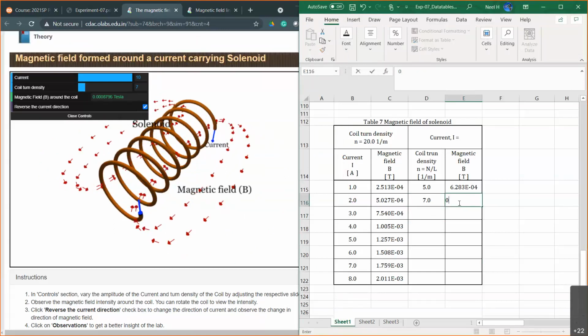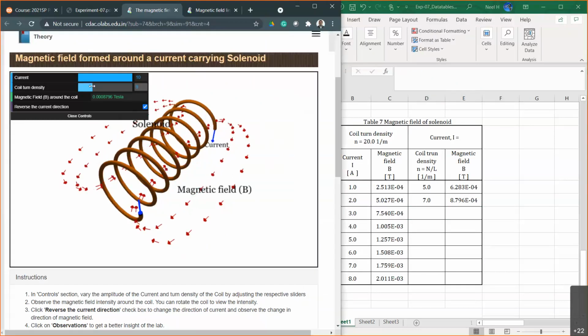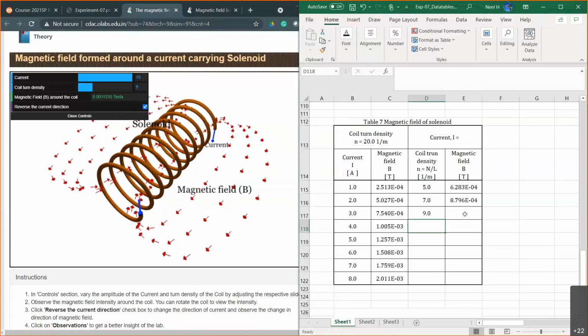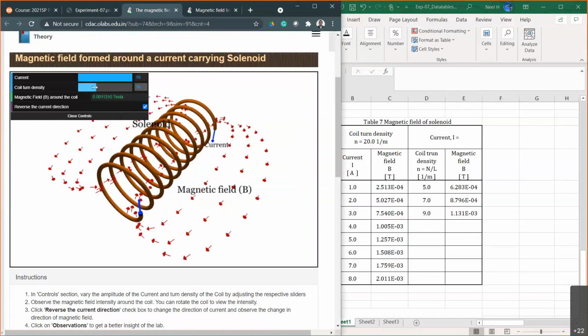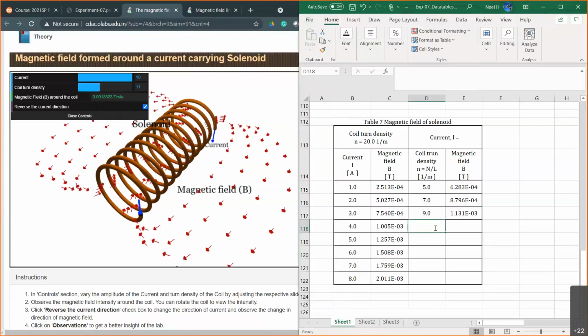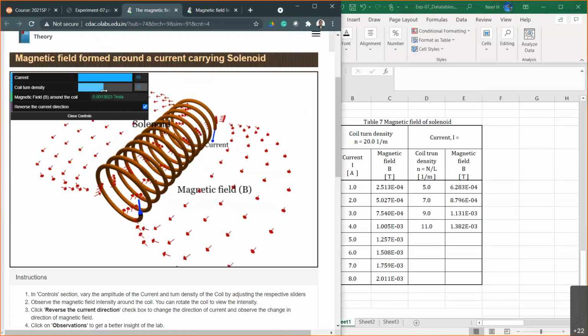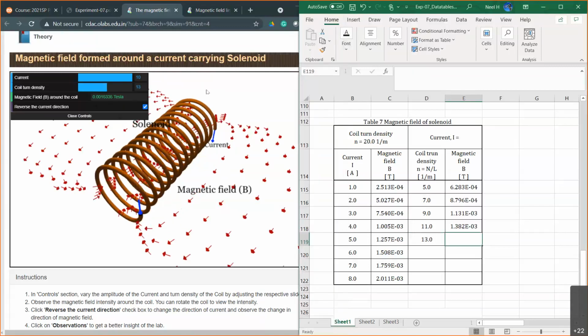And then 3 zeros, 8796. Then let's go 9 turns per unit length, 2 zeros, 11310, and then 11 turns per unit length, about 2 zeros, 13823, and then let's do 13 turns, 2 zeros, 16336, and then let's do 15.